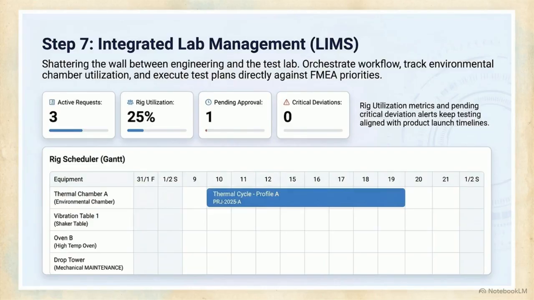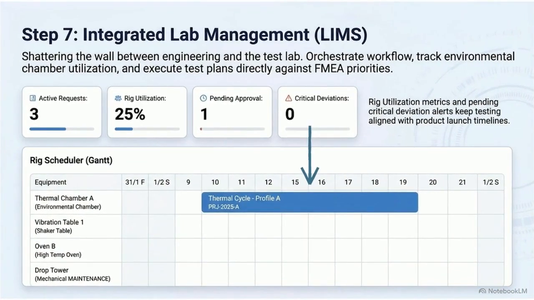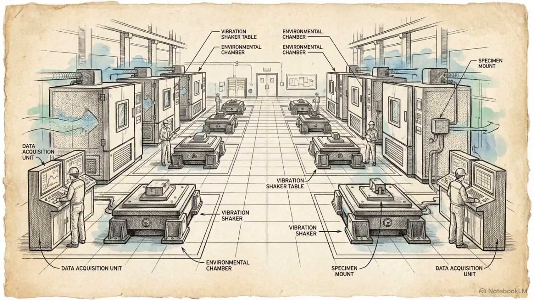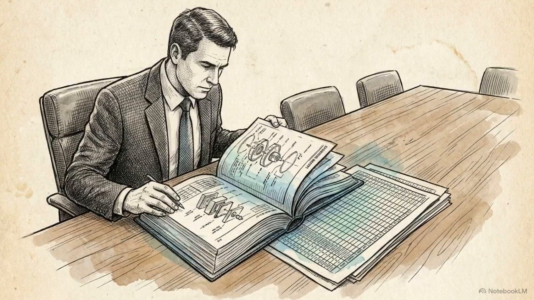Execution occurs through the Integrated Lab Management System. This rig scheduler Gantt chart explicitly aligns the utilization of physical equipment, like thermal chambers, directly against the highest FMEA risk priorities. By orchestrating environmental chambers and vibration tables according to actual risk profiles, teams actively prevent testing bottlenecks before they form. But operational reality demands compromise.